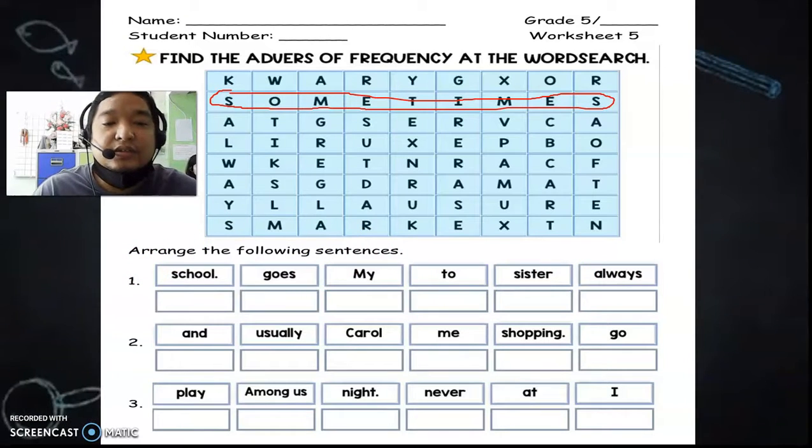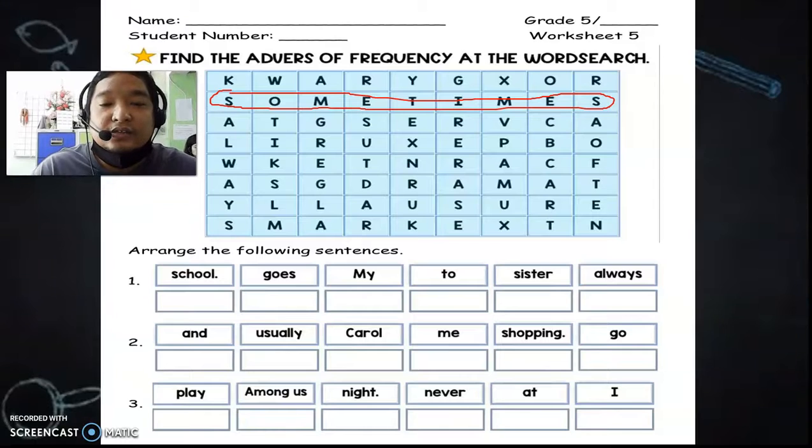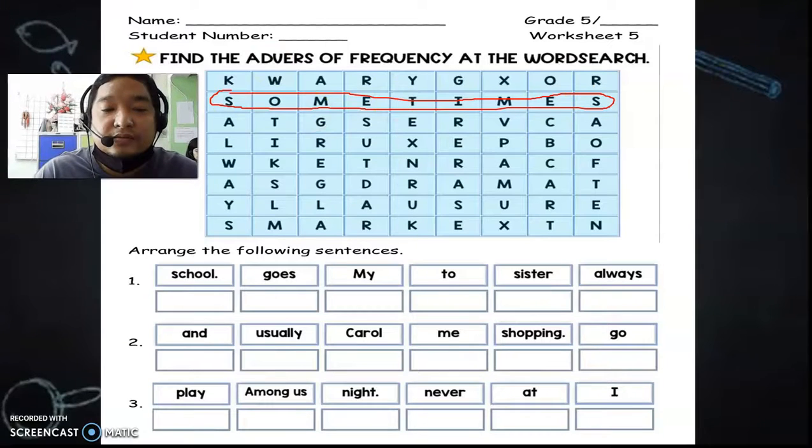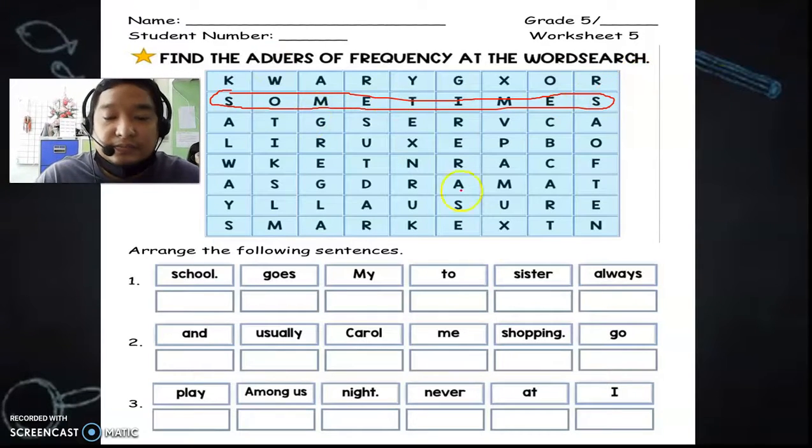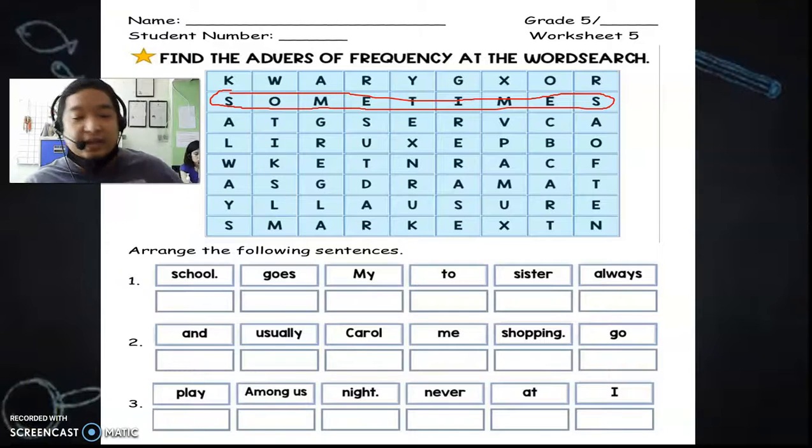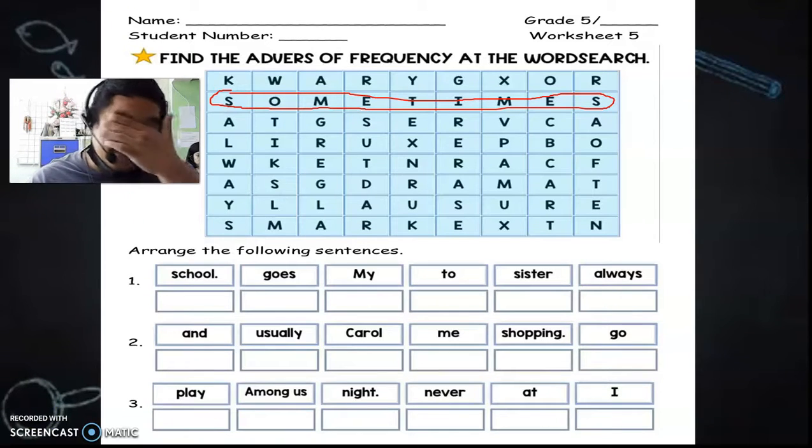Hope you can join our real-time lesson, and see if I can help you answer the worksheet and discuss our lesson further. We're also going to practice a simple conversation, asking how often and answering using the adverbs of frequency. Thank you. That's all for today.